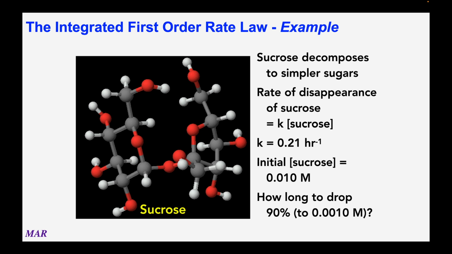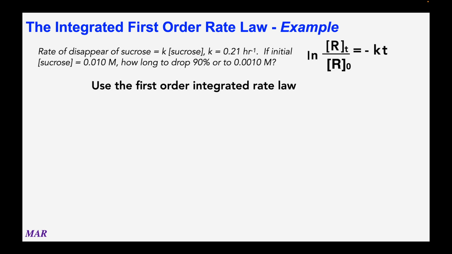So in this problem, R0, the amount we start with, is 0.010, and Rt, how much is left, is going to be 0.0010, and the rate constant k is 0.21 inverse hours. So the only thing we don't know then is t, how long it's going to take for this reaction to go. This is where the first order integrated rate law comes in really handy. We're going to use that natural log button.